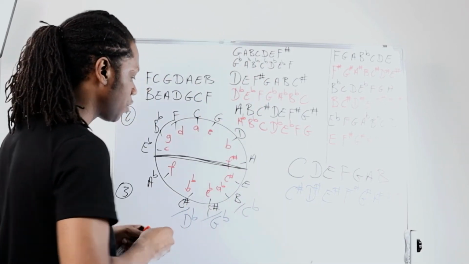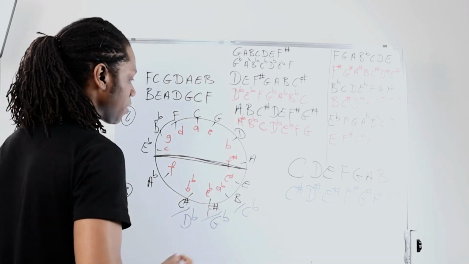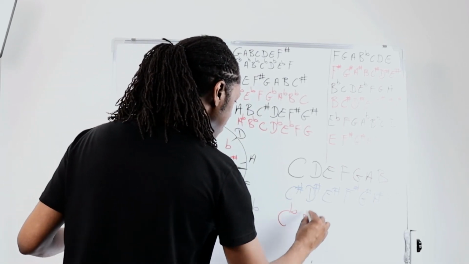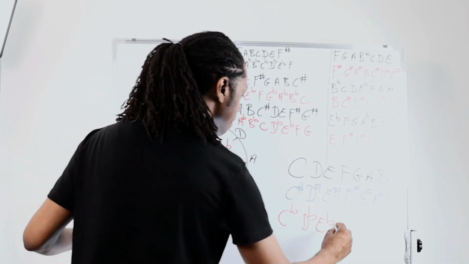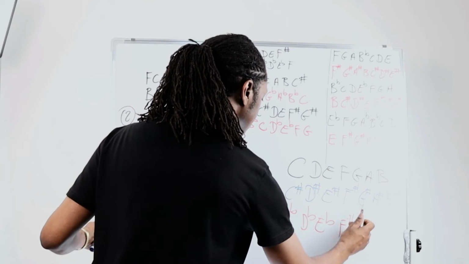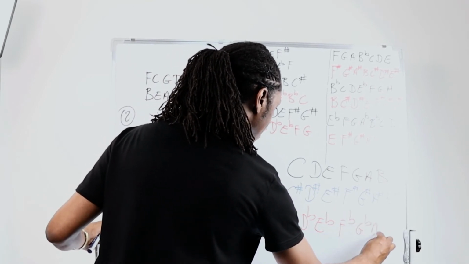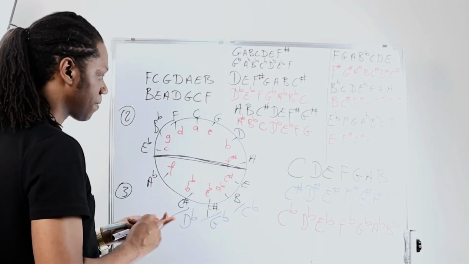And then remember, natural notes can also become flats, right? So down here we just add the flats: C flat, D flat, E flat, F flat, G flat, A flat, B flat. Okay? So there we have it.